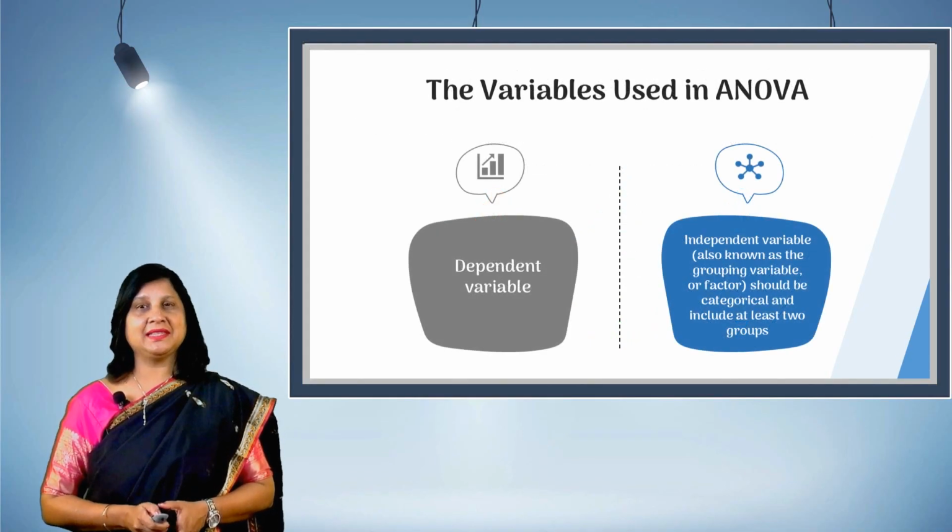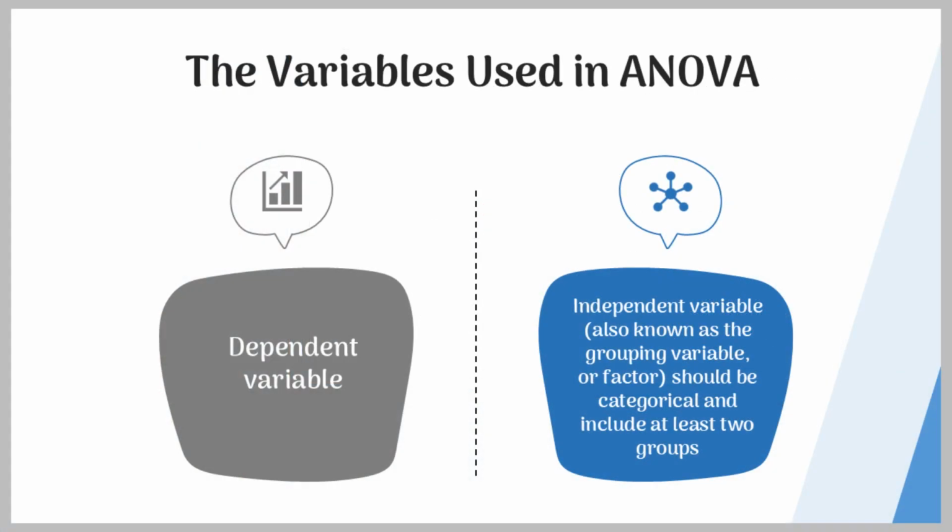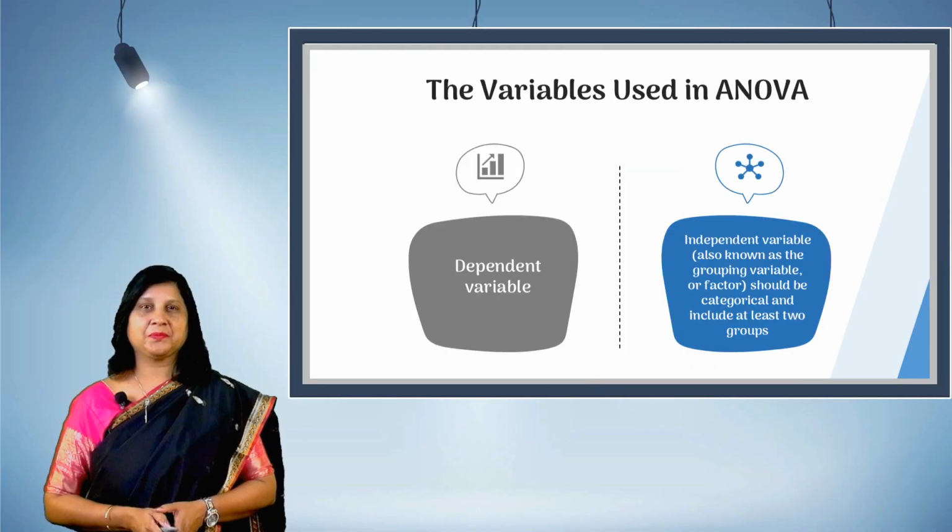The variables used in this test are known as the dependent variable and the independent variable, also known as the grouping variable or factor. This should be categorical, that is nominal or ordinal, and include at least 2 groups.